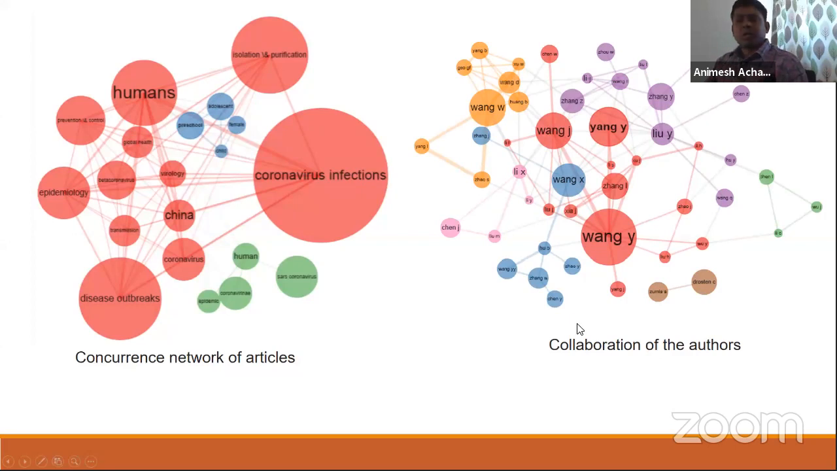And if you look at the authors, who are connecting the authors, you can see Wang, and these are all Chinese authors. Initially, they published those data sets. Yeah. So this is just one example of the knowledge map.